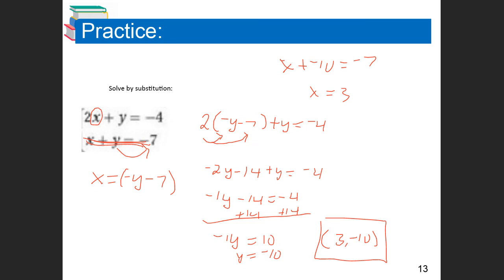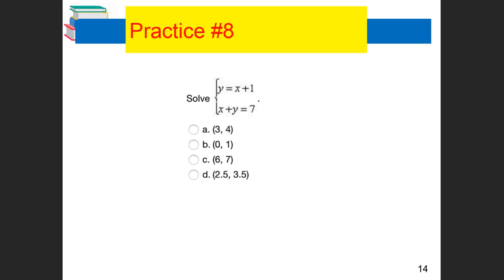Let's try a problem off the practice for this week. Well, this one's fairly easy since I know what y is equal to. It's equal to x plus 1, so I'm going to substitute it right there. So I've got x plus 1 equals 7. So 2x plus 1 equals 7. 2x equals 6. X equals 3. Well, since the only problem up here that has a 3 for an x value has to be a, I'm going to just stop right now.